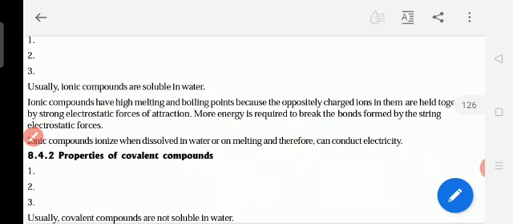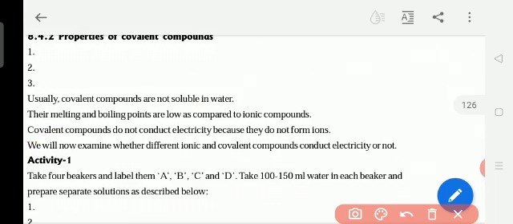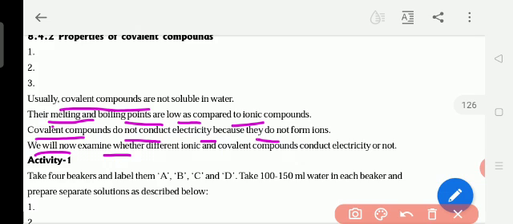Now we see covalent compounds' properties. Covalent compounds are not soluble in water, and their melting and boiling points are low as compared to ionic compounds. Covalent compounds do not conduct electricity because they do not form ions, because covalent compounds don't have charges. Yes, so we will now examine whether different ionic and covalent compounds conduct electricity or not.